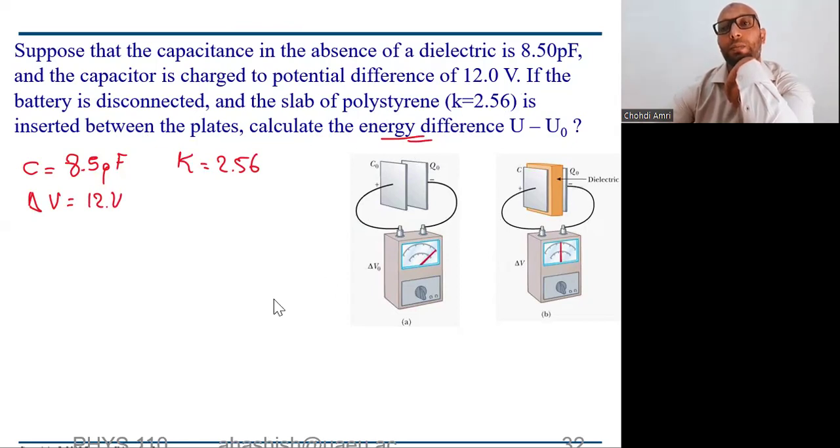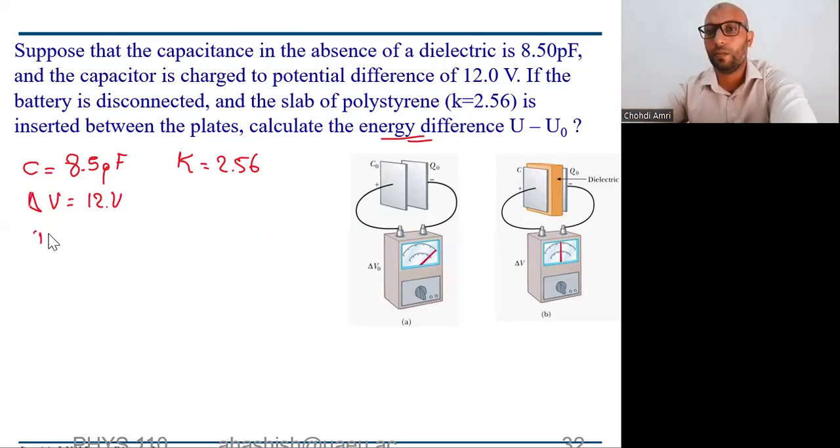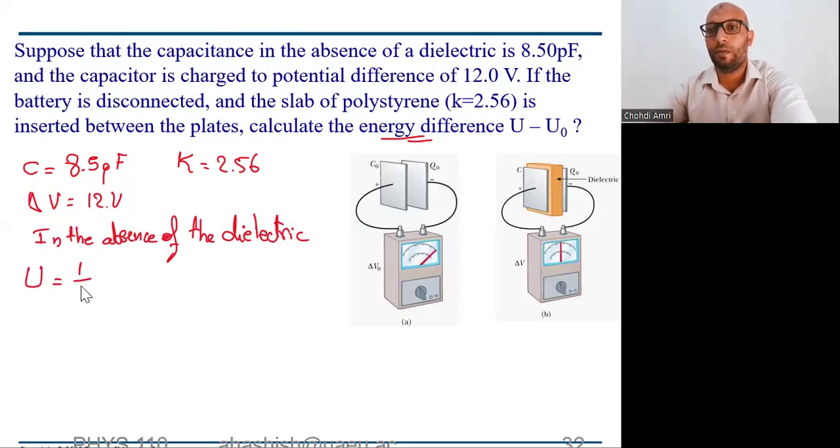How can we solve this question? As you know, U naught, in the absence of the dielectric, let me write, in the absence of the dielectric, what do we have? The energy is equal half of C delta V squared. Okay. However, after, let's write this is C naught, and let's write this is delta V naught.